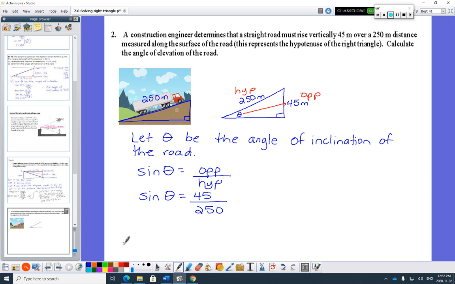The hypotenuse has to be the longest side, so you can check your ratio before you do your math. You would never have 250 over 45. It's always 45 over 250. Or sorry, the bigger one has to be in the bottom. The hypotenuse is the longest side. So then to isolate theta, to get rid of the sine, you have to do the inverse, which is sine to the -1.